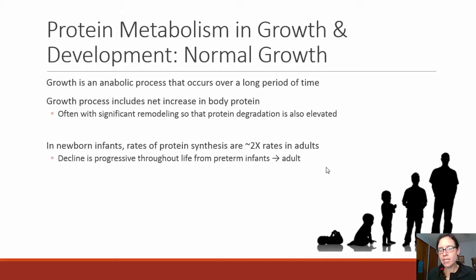Now, we know that protein synthesis is going to be altered depending on our physiologic state. So first, let's talk about normal growth. We know that growth is an anabolic process that logically includes a net increase in body protein. So often this is with significant remodeling, so that protein degradation is also elevated. So think of it as, yes, I'm building protein two steps forward, but I'm also degrading protein one step back. But the net is an increase in body protein.